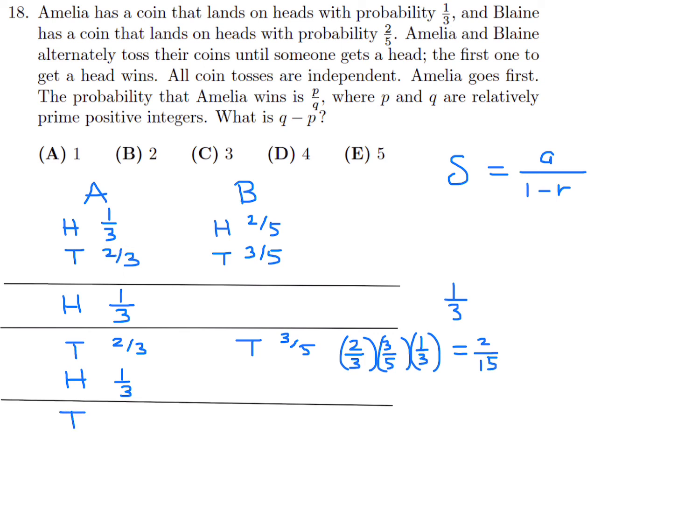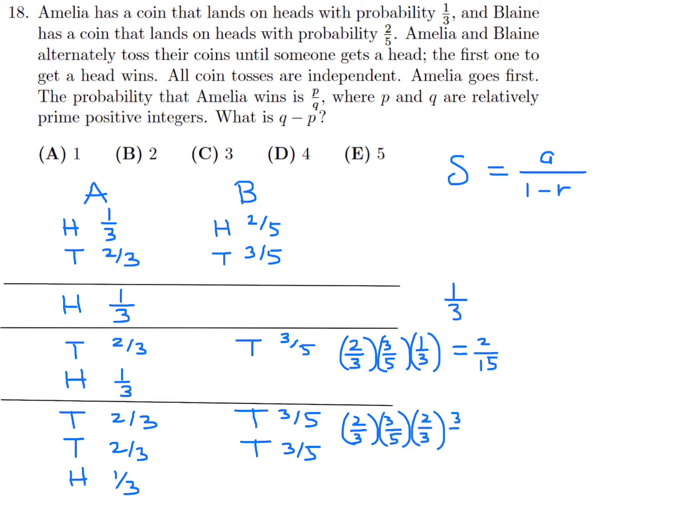Tails doesn't win. Tails doesn't win. Tails again. Tails again, heads. This is a scenario in which Amelia wins. Okay, probability, 2/3, 3/5. 2/3, 3/5. 1/3. All right, so we have to now multiply these guys. 2/3 times 3/5, and then 1/3, like that. And this looks like the 3's are going to cancel, so you're going to get 4 over 75.